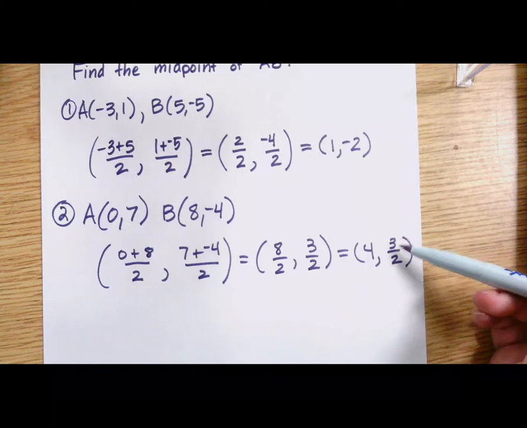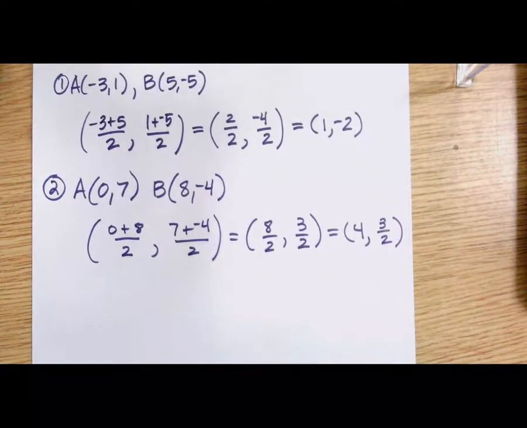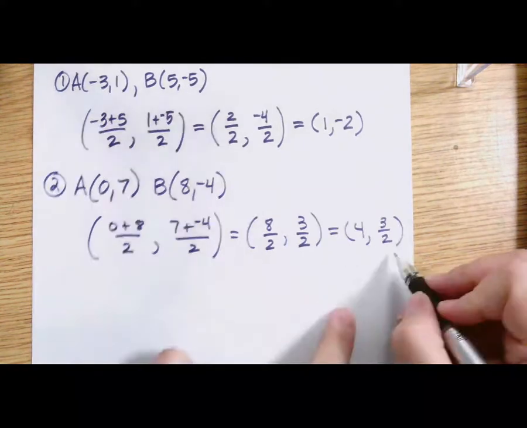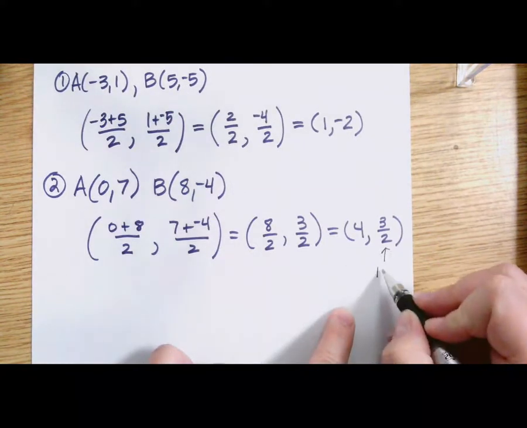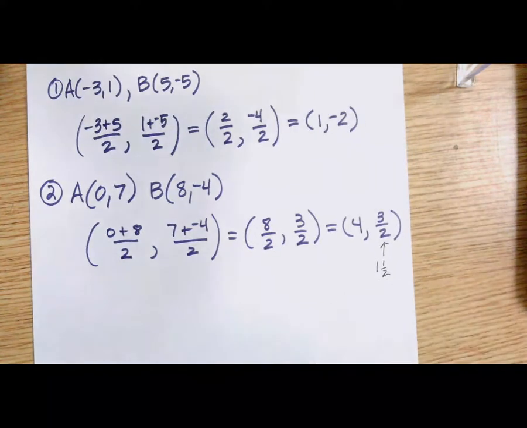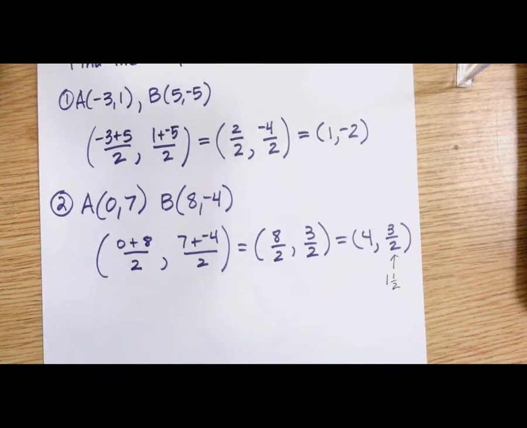Okay, now if you want to graph it, if you wanted to plot it on a grid, it might be helpful to think of it as a mixed number. In other words, this is the same as 1.5. And so that might help you know where to put the point. But just in terms of giving the coordinates, there's nothing wrong with giving that fraction just as it is.